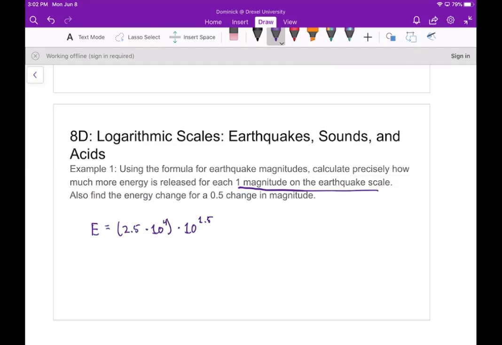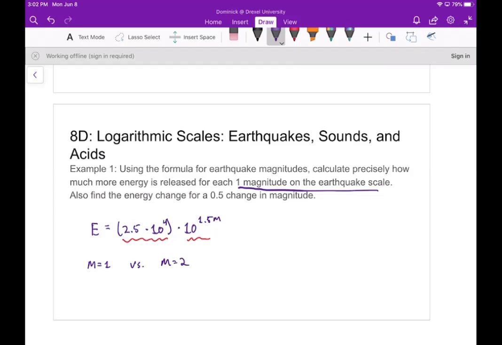Okay, so now first we have that this first part here is never going to change regardless of what m is, right? So of course the magnitude only is appearing in the second term. So now what we can do is, if we're going to look at the change, for example, let's look at when m is equal to 1 versus when m is equal to 2.